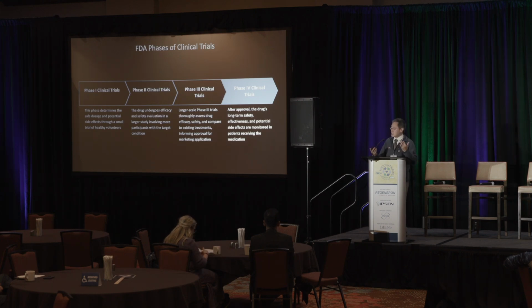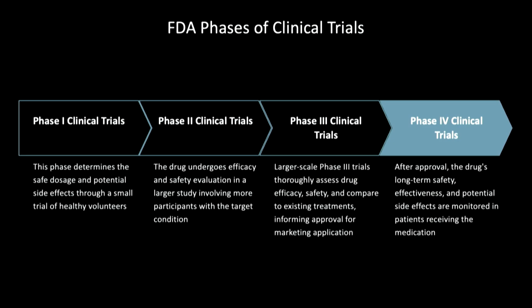So we talk about these phases. There's the phase 1 through 4 for the clinical trials. This is an FDA system that has been adopted by many other places around the world. Phase 1 clinical trials is basically the first time a medication is being given to a patient.